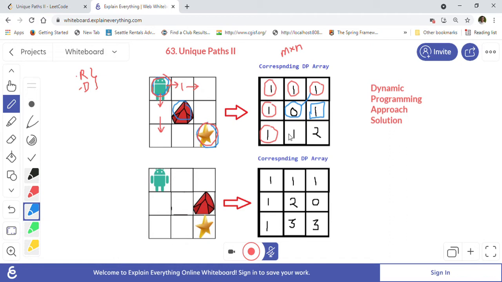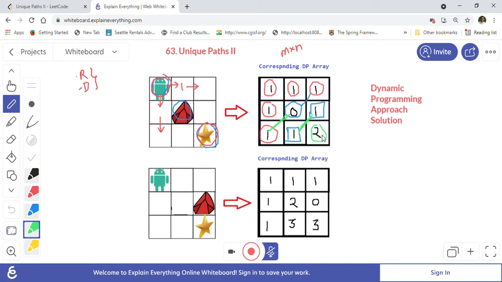Similarly, if you are looking at this cell, you have to add these diagonally connected cells. These two are diagonally connected cells for this cell. So this is 0 plus 1, which is 1, and you will add it here. And for the last cell, you will add these two cells, right? These are the two diagonally connected cells for the last cell. So 1 plus 1, you will add 2 here.